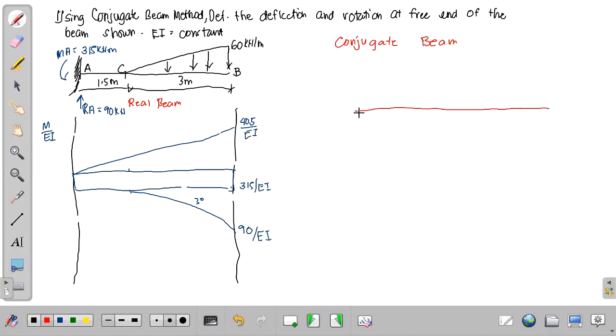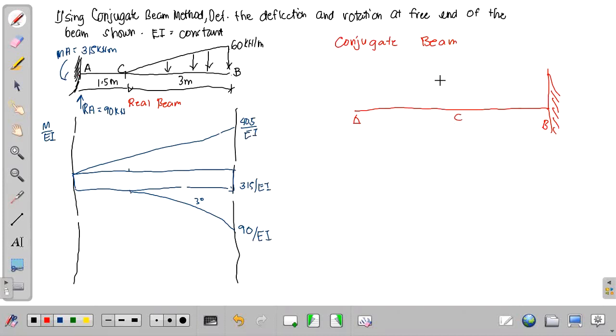Okay. So, for the conjugate beam, we have a fix. So, ano yung magiging conjugate beam natin pagka-fix? Free. Diba? Free end. And then, pagka mayroon tayong free end, ano yung magiging conjugate beam natin? Meron tayong fix dito sa may B. This is B, this is A, and this is C. Okay?